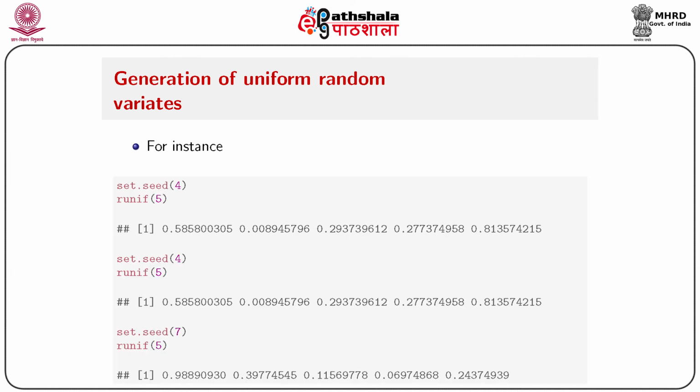For instance, one can just write set.seed(4), and you can generate 5 uniform random variates from 0, 1, and if you don't change the seed, in the next run also, if you repeat the same, you will get the same random variates. And if you change the integer within the seed, say I change from 4 to 7, the uniform random variates would be generated differently. So if somebody needs the same random variables to be generated, they can keep the seed unchanged.